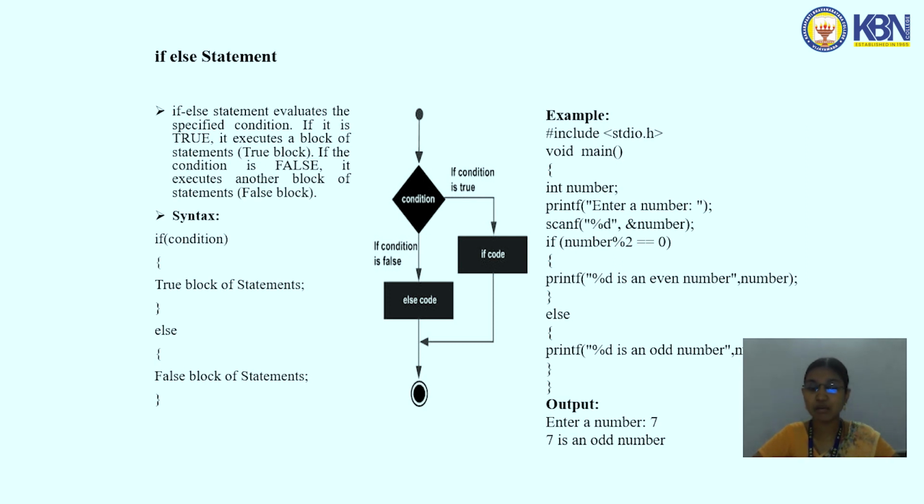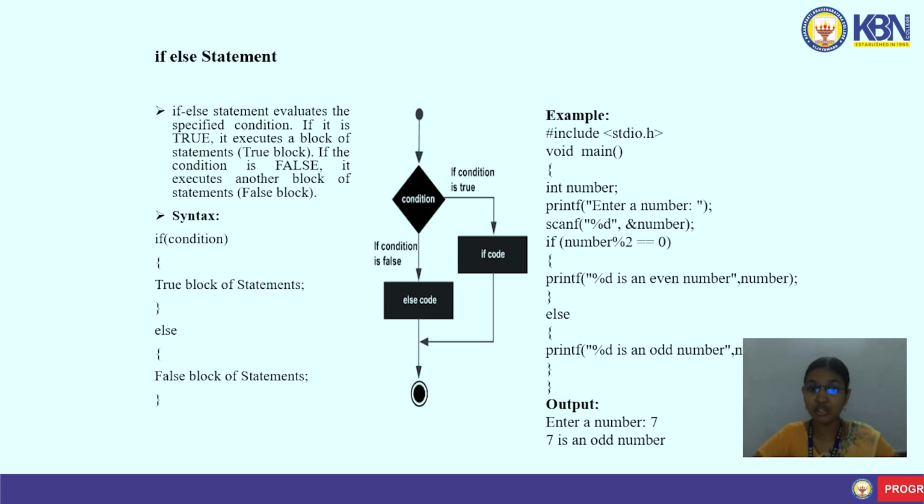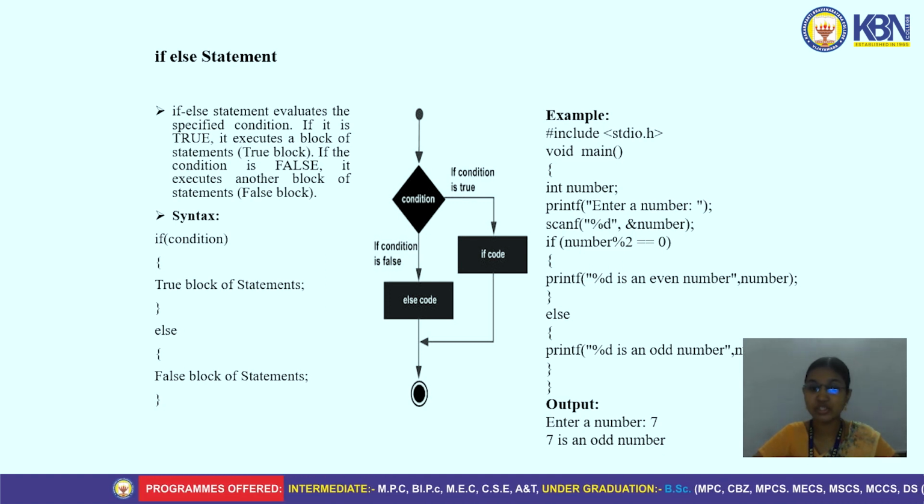If I am giving the number 7, 7 is divisible by 2, then the condition will be 0, then it will print the even number. But 7 is an odd number. Number % 2 == 0 means 7 is an odd number. The remainder value is 1, so it is a false condition, and it will execute the 7 is an odd number.